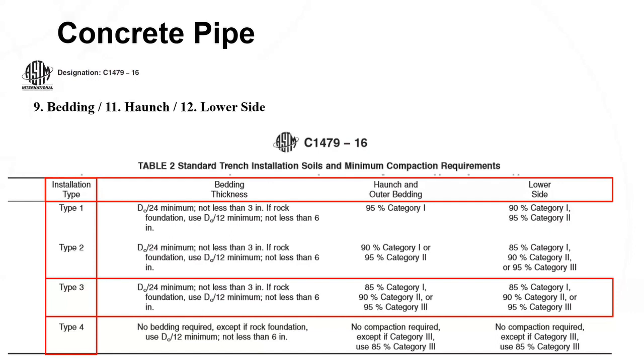And then category 3, that's your next lower grade of material, like your A3, A5, or A7 material. So that's going to be your 95% compaction in category 3. Those are the different things in a type 3 installation: you can use all 3 categories of soil, you just compact them to a different amount.